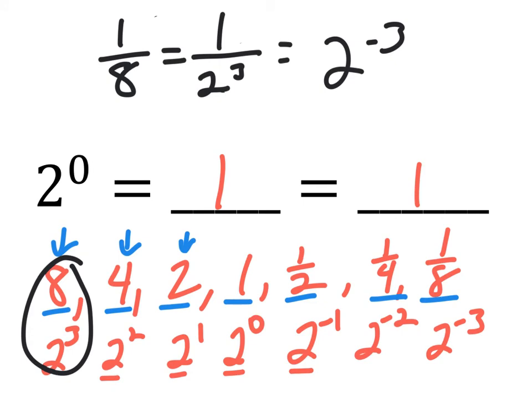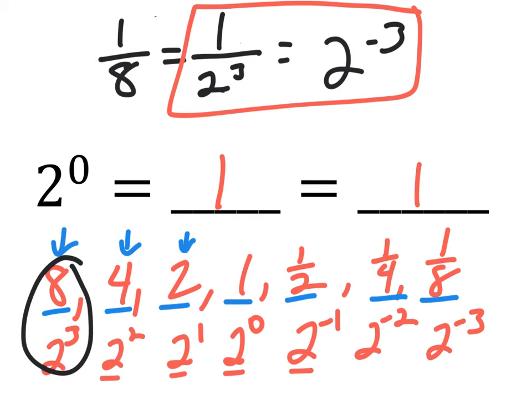I know it sounds confusing, but here's what you need to look at. Watch this part right there. Here, we have 2 to the negative 3rd, which is impossible for us to do. I challenge you to take negative 3 steps. I challenge you to multiply something negative 3 times. You can't do it. But you can do this.